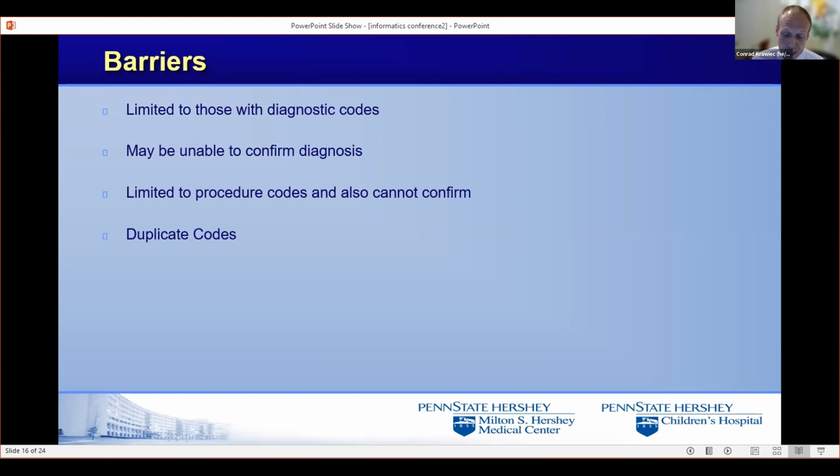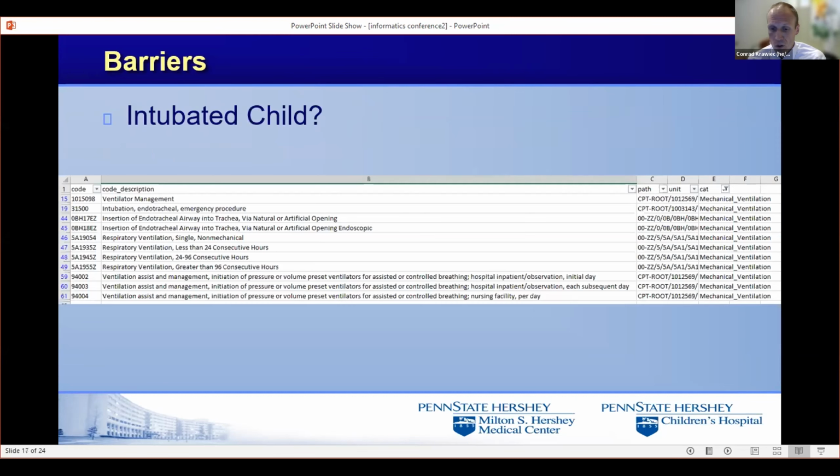You will not be able to confirm the diagnosis, and, as has been pointed out, there's no access currently to medical documentation. You're also relying on clinicians to enter the diagnostic codes, and you're also relying on clinicians to perform their usual history and physical examination. Basically, you're relying on clinicians to say, yes, this is RSV. And it's the same with procedure codes. The codes are very vast, and there are actually duplicate codes that are slightly different, but mean the exact same thing.